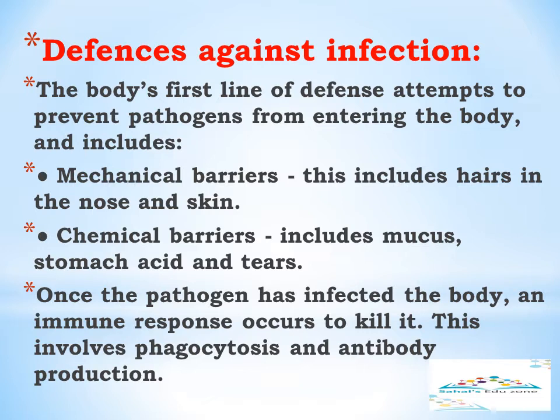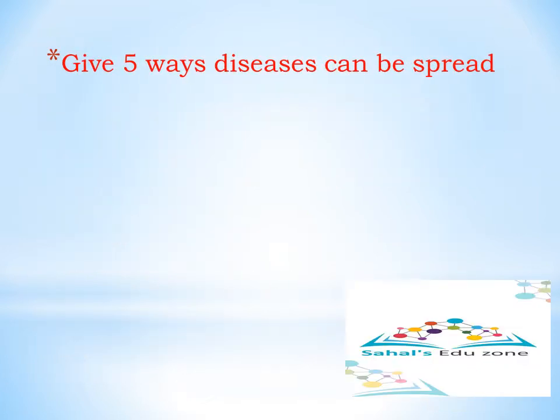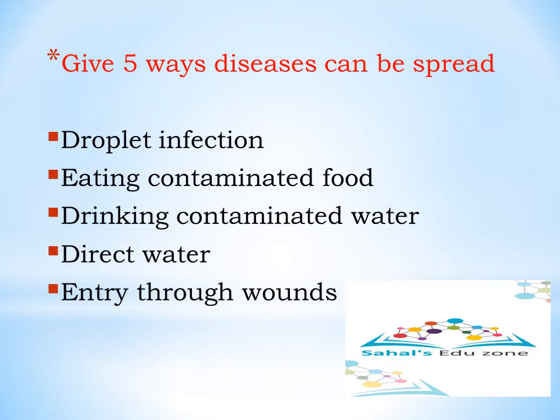Once the pathogen has infected the body, an immune response occurs to kill it. This involves phagocytosis and antibody production. Five ways diseases can be spread: droplet infection, eating contaminated food, drinking contaminated water, direct contact, entry through wounds.